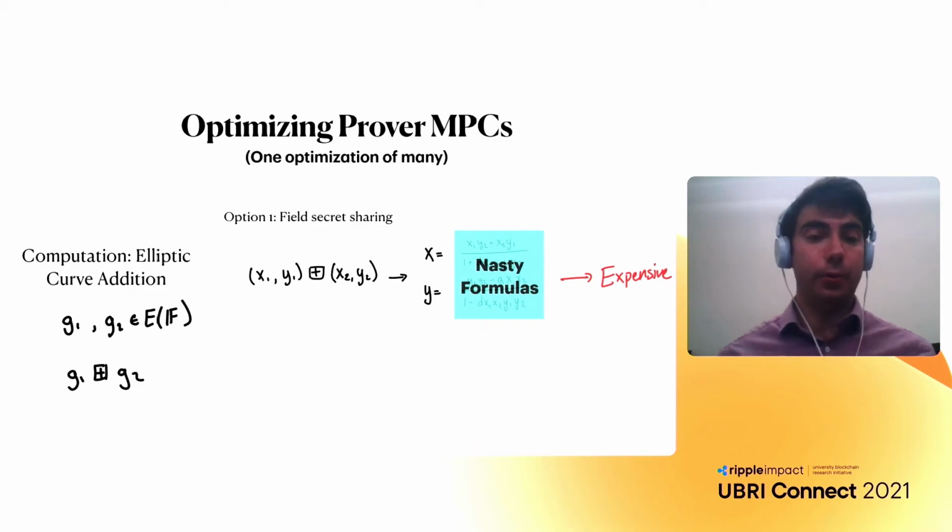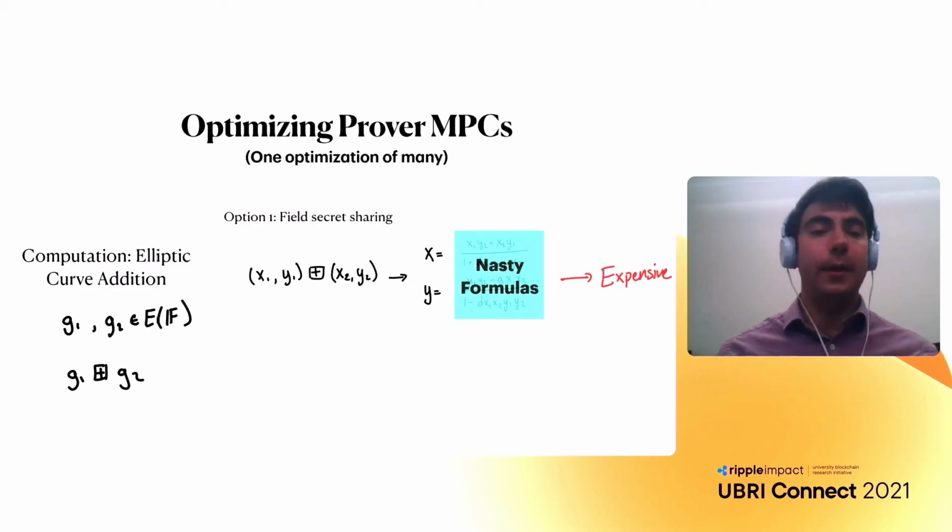The natural approach is to represent each elliptic curve point as an XY pair of finite field elements, and then use what are known as the elliptic curve formulas for this curve in order to compute the XY pair of the point that corresponds to the sum. The problem is that these formulas are actually quite nasty. They involve a lot of multiplication, and that makes them very expensive inside a multi-party computation, because multiplication is expensive inside MPCs. So this approach doesn't perform so well.